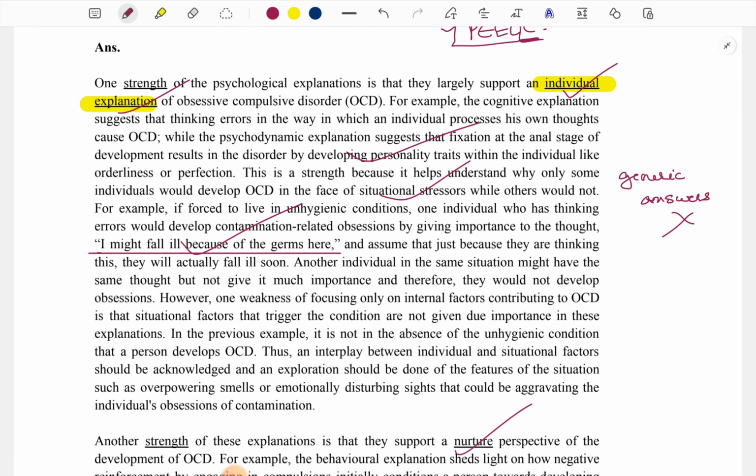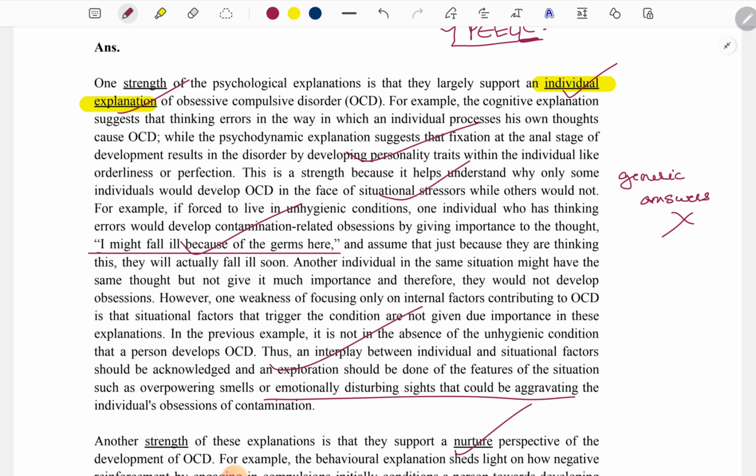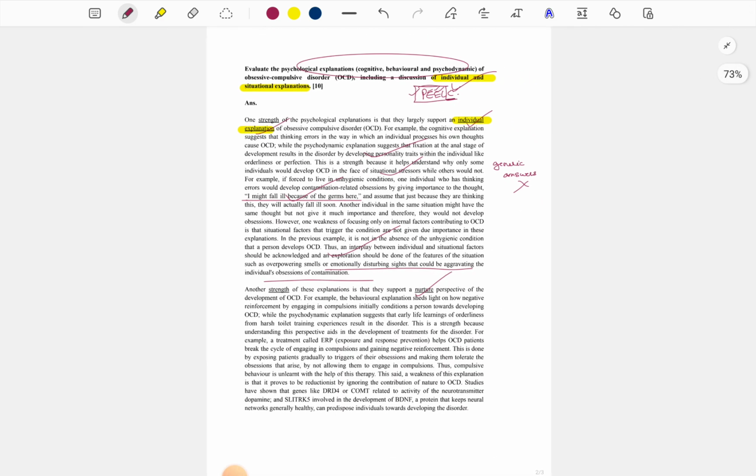Same way for this point, when I say situational factors should be considered, because I have to give a counterpoint, I have to show analysis. I can't just leave it at, okay, the individual side is supported, that's a strength, finished. What about the weakness? I have to show critical thinking. So when I say the situational explanation should have been supported, again I've given an example. What are the situational factors that could result in obsessions for the person? So that is how the 10 marker is to be written.